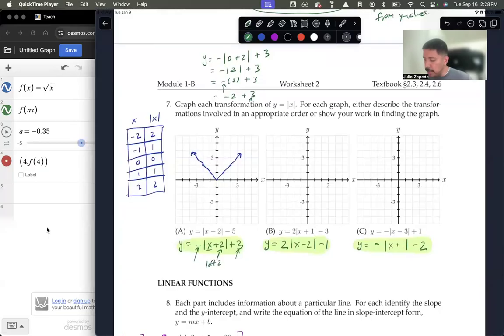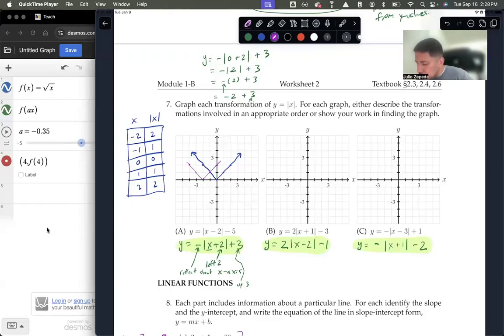Left 2 units. And then I will apply this negative. This is reflect about the x-axis. The negative is outside of the function, which is a vertical reflection, which is about the x-axis. And then finally, the last one here is a plus 3. The whole graph will move up 3 units. Okay, so let's move each of these points to the left 2. 1, 2, 1, 2, 1, 2, 1, 2. So here's my intermediate graph. Looks something like this. That's left 2.